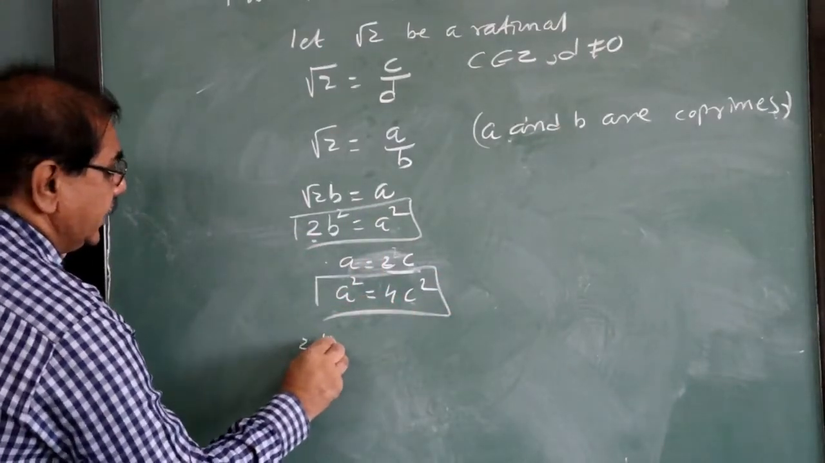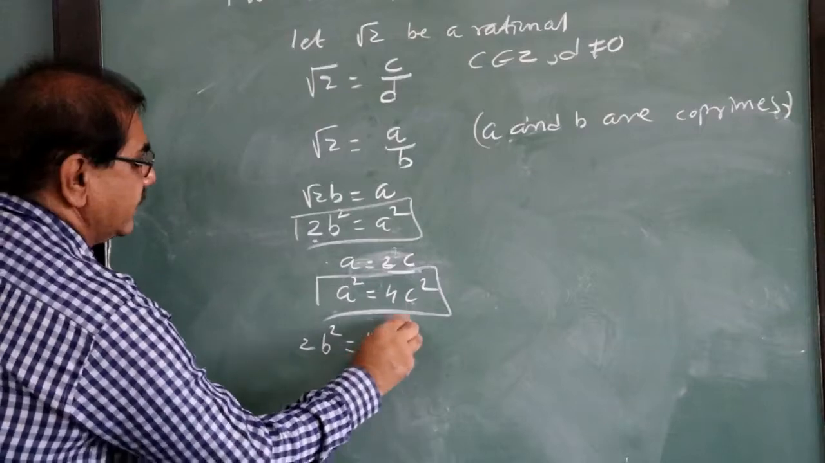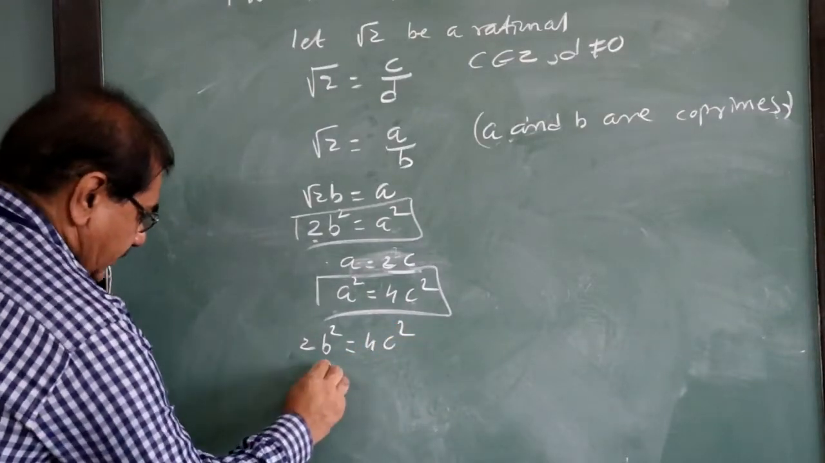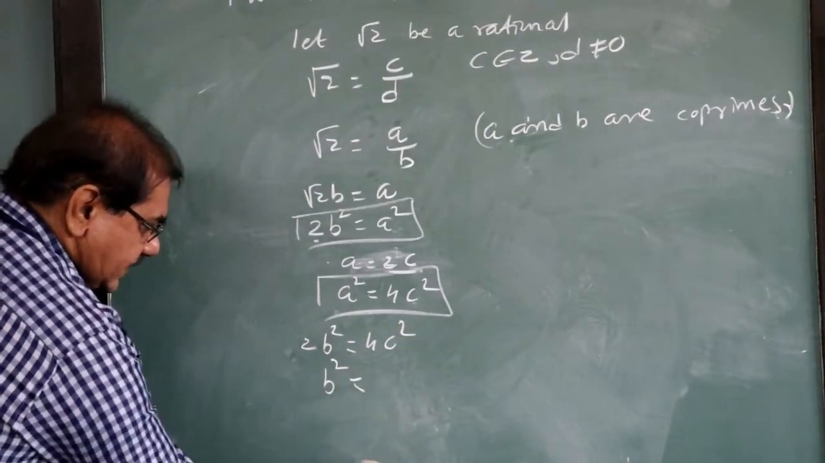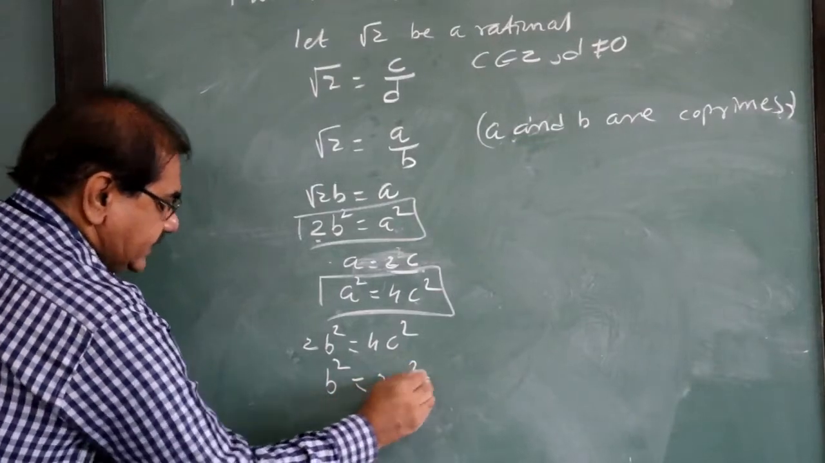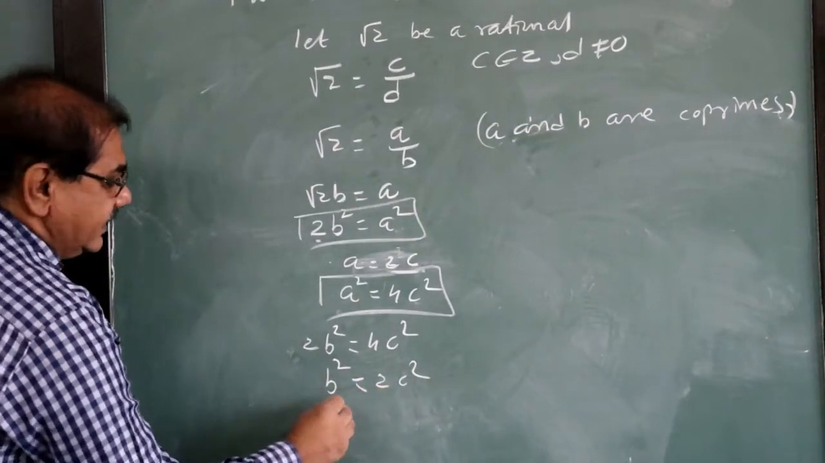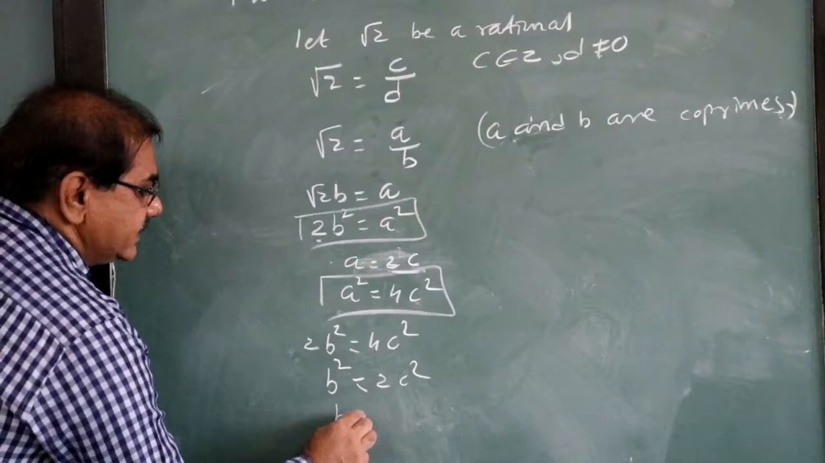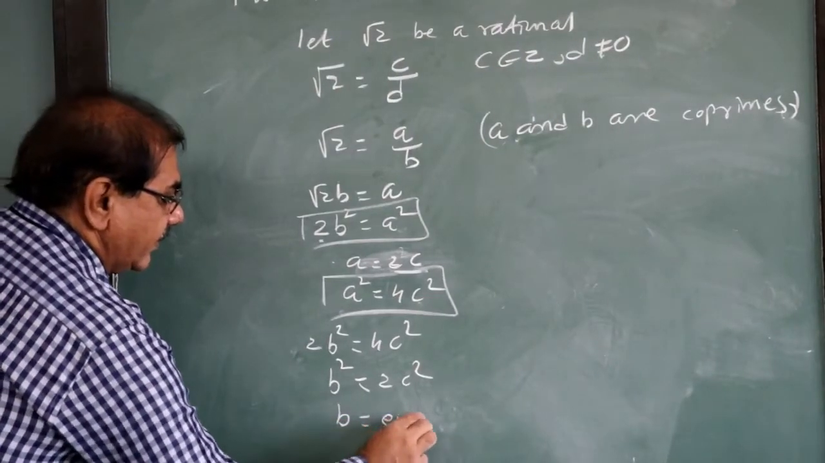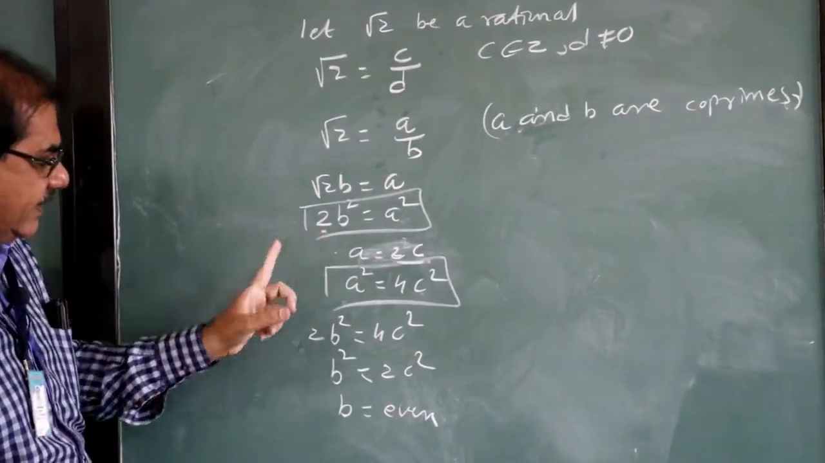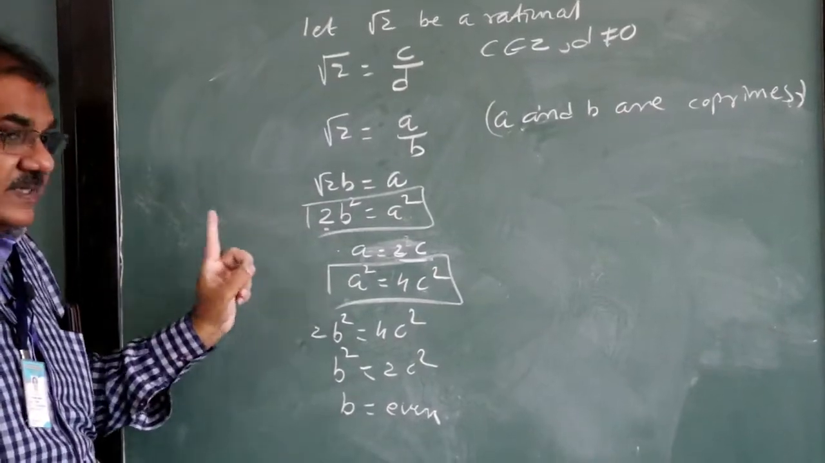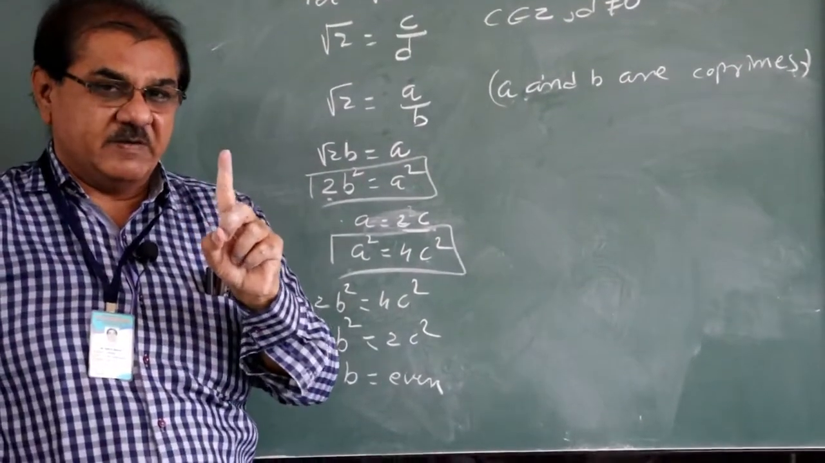So I can say 2b square is equal to 4c square. So b square is equal to, 2 goes down, 2 2s are 4, c square. So b square is even, so b also is even. So here a is even, b is even, that means they have a common factor 2 between them.